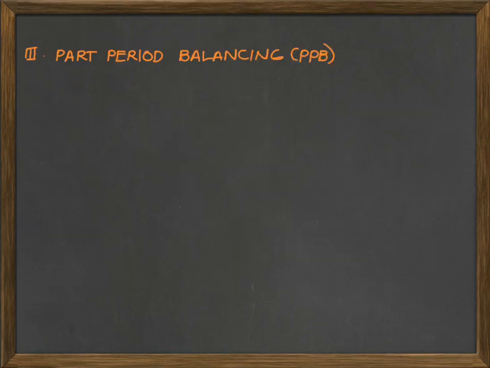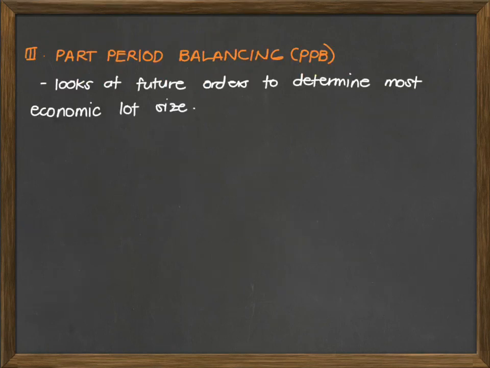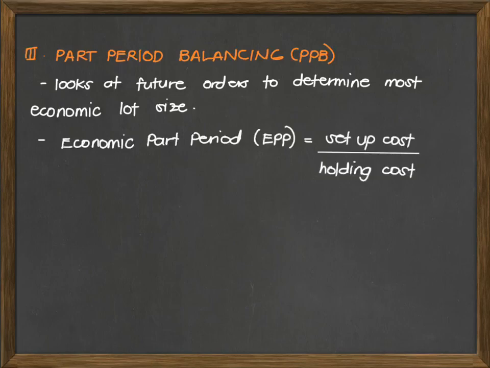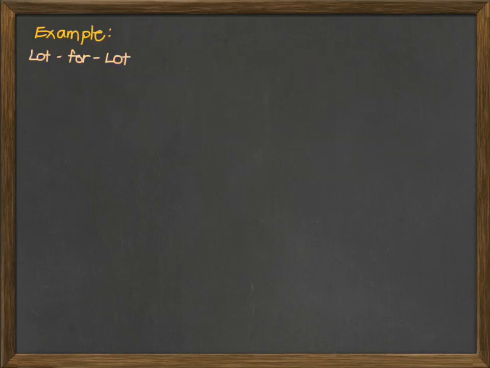Third is part period balancing. It looks at the future orders to determine the most economic lot size. And we also use economic part period or EPP by using the formula: your setup cost divided by the holding cost. Now we have an example.